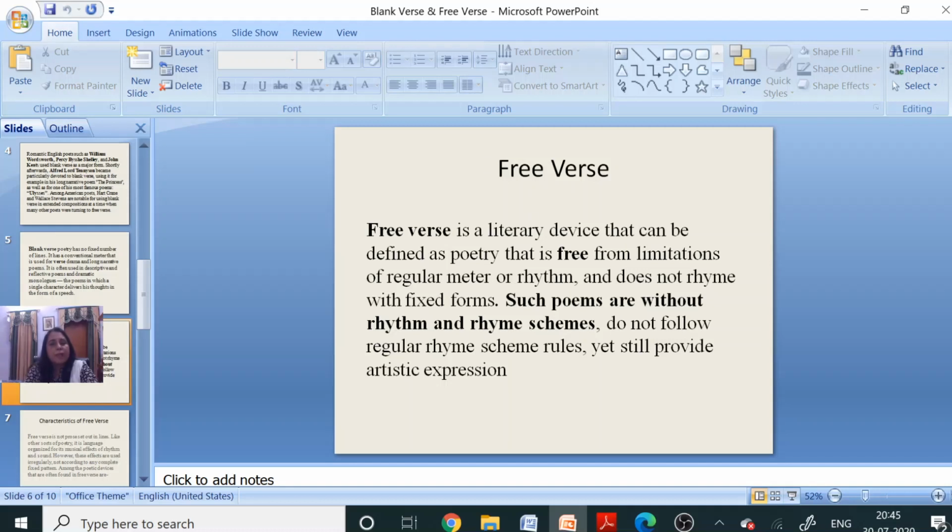Free verse, from the name itself, you come to know that it is free from limitations of regular meter or rhythm. So there is no fixed rule of any meter or any rhythm that needs to be followed. Such poems are without rhyme and rhythm schemes. So that means they do not follow any regular rhyme scheme rules, but still you just can't say that they are not artistic or they are just prose expressed in line form. They still have that artistic expression.